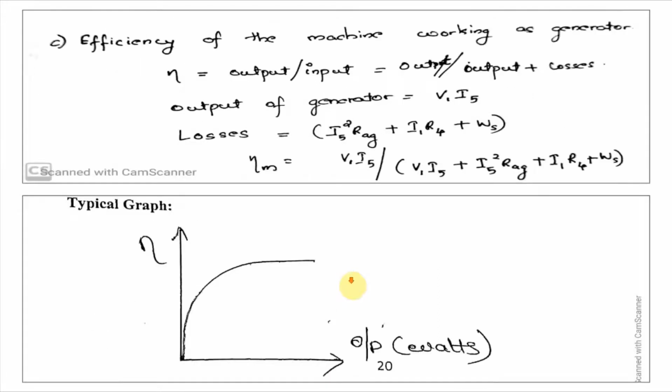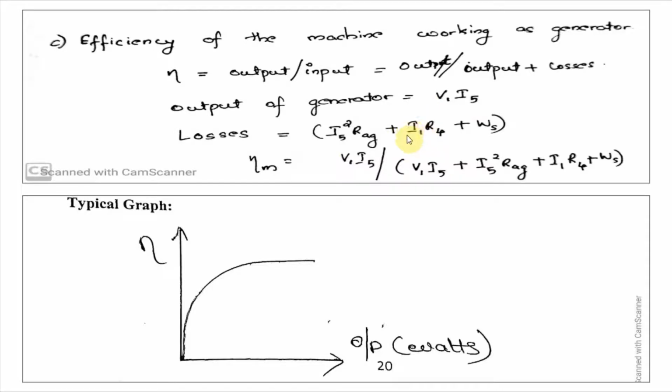Okay, so next one, this is the efficiency of the machine working as generator. Now here again the output of the generator will be taken because we cannot calculate the input of the generator, since it is a mechanical input. So we go for the output of the generator. So it is V1 into I5, where I5 is nothing but the armature current of the generator. So V1 into I5 divided by the output plus losses. These are the losses. This is the armature circuit copper loss. This is the field circuit copper loss.